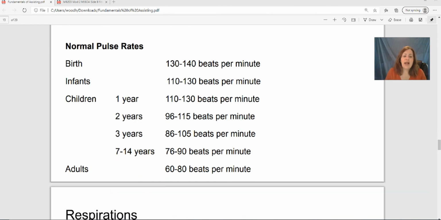What is normal? Again, you only need to memorize your adult normal, 60 to 80 beats per minute. That is a normal activity. If you are exercising, working out, aerobics, that of course is going to be higher until your body cools back down again. You can see the numbers way, way higher for little ones, but you don't have to memorize those.